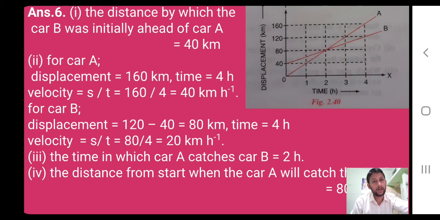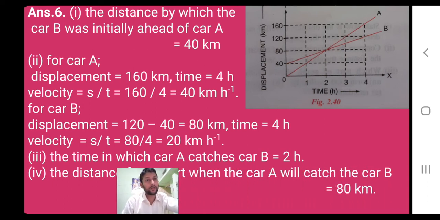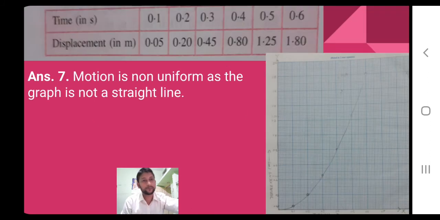So time in which car A catches car B, from the graph you can see that when time is 2 hours, both the graphs intersect each other. It means that car A will catch car B after 2 hours. The distance from the start when car A will catch car B is equal to 80 km. If you see on the displacement axis of the graph, they intersect at 80 km. Come to the next question, question number 7.